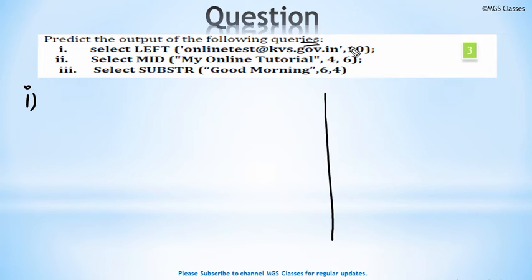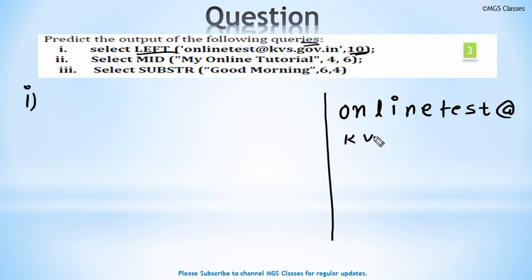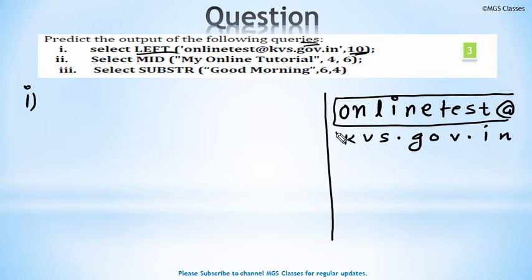First you need to apply this left function on this string, and the left function is a string function and it fetches the string from the left side. So I am writing this string here: online test. You need to write like this so that you will not make a mistake, and then at the rate, let's say kps dot gov dot in. So this is the string which is given, so I am marking it in a box.